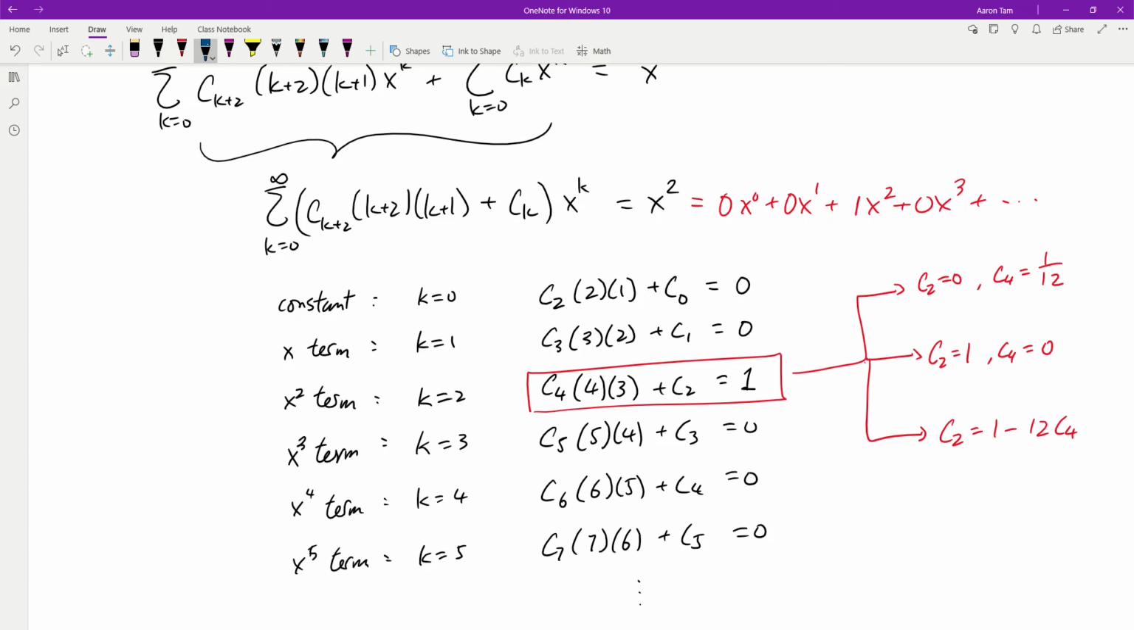So the first one I'm going to cross out is this one. That would definitely create a lot of different scenarios with c sub 2 and c sub 4 both being numbers.